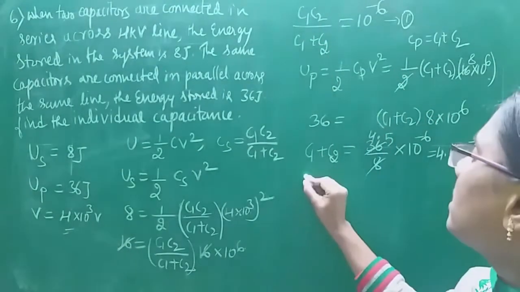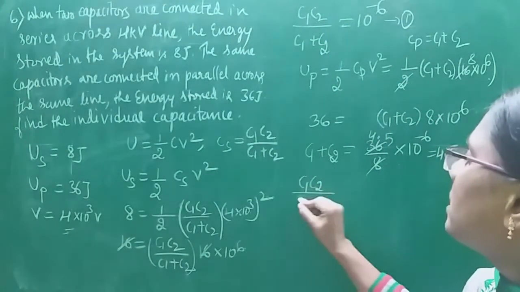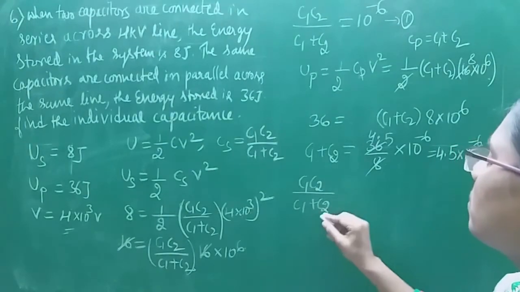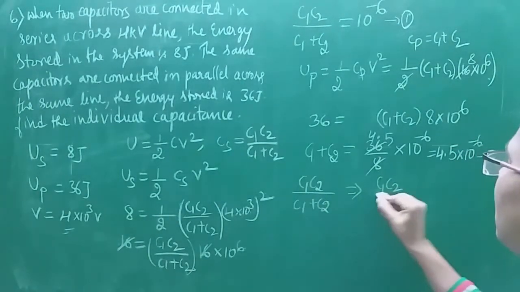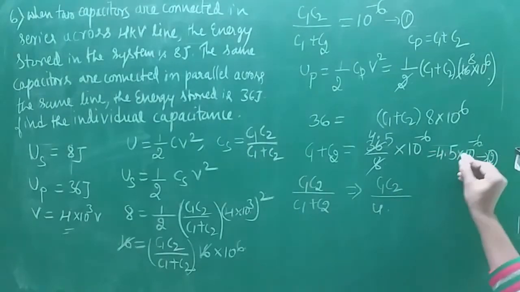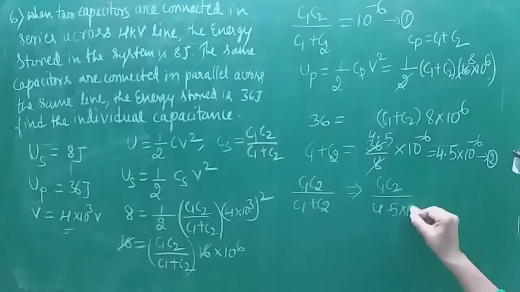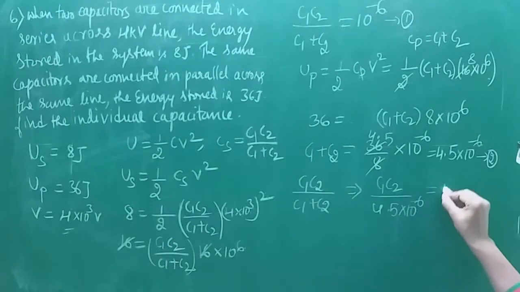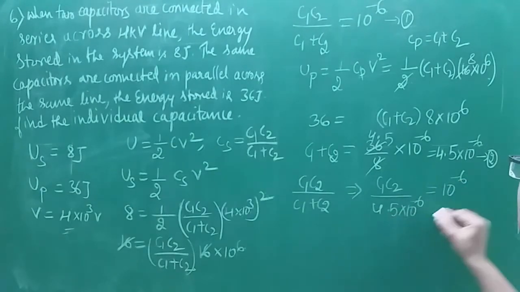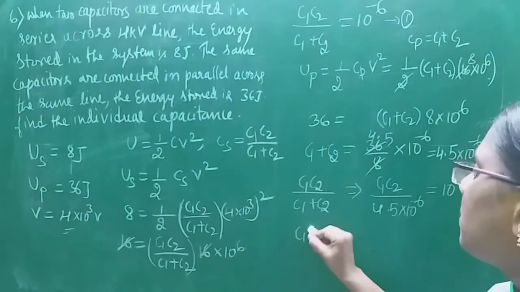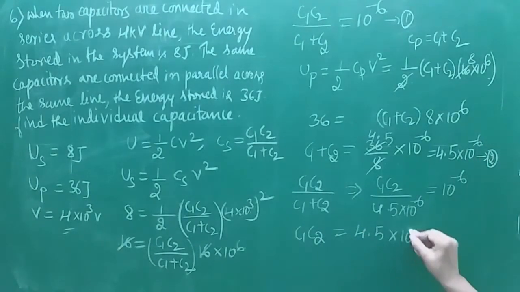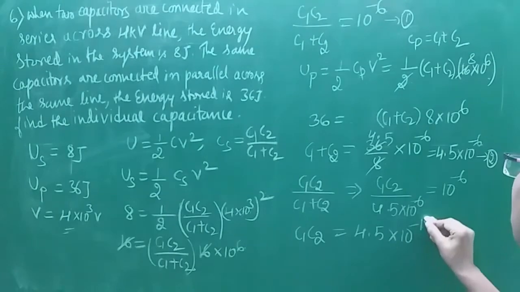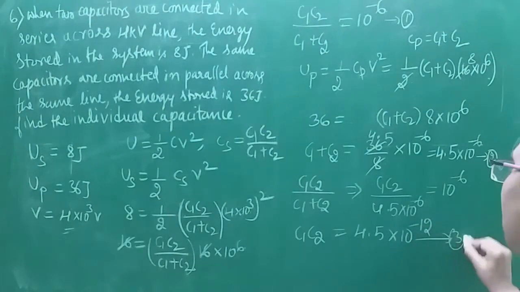Therefore, we can write C1 C2 divided by C1 plus C2, so it can be written as C1 C2 divided by 4.5 into 10 power minus 6, since the C1 plus C2 value is 4.5 into 10 power minus 6, that is equal to 10 power minus 6. Now take this to this side. We get C1 C2 value as 4.5 into 10 to the power of minus 6 into 10 power minus 6, which is 4.5 into 10 power minus 12. Let it be equation 3.